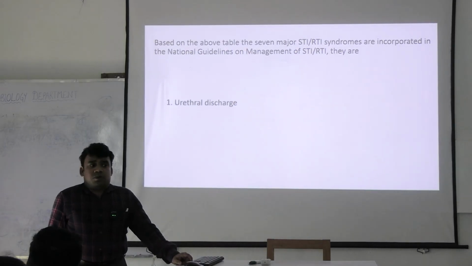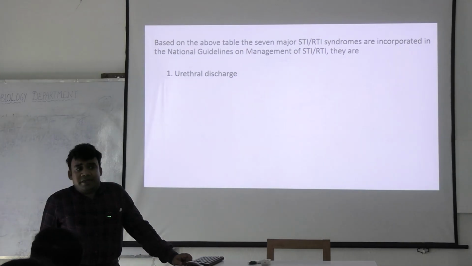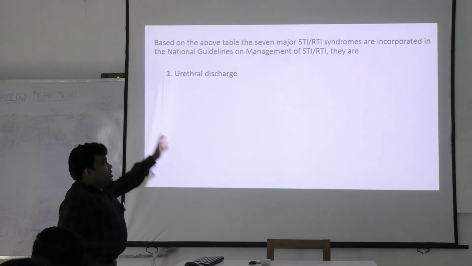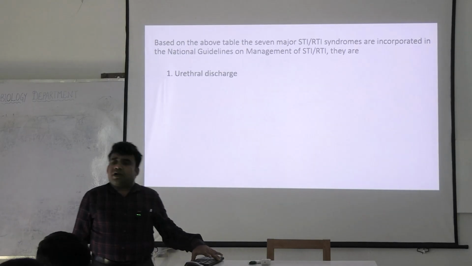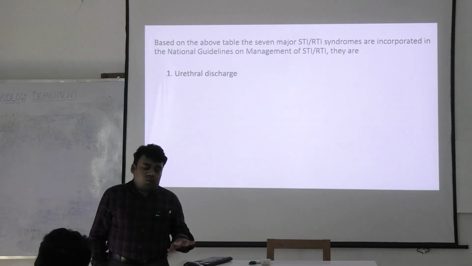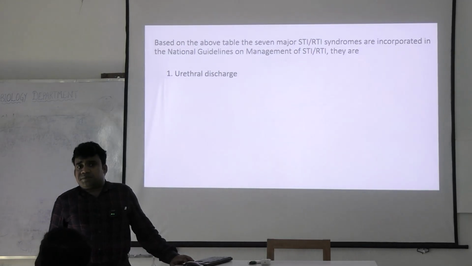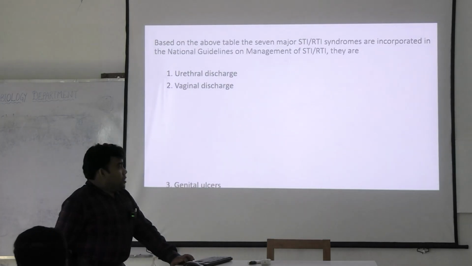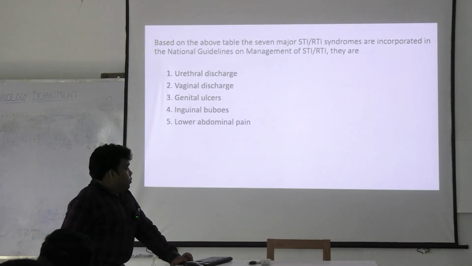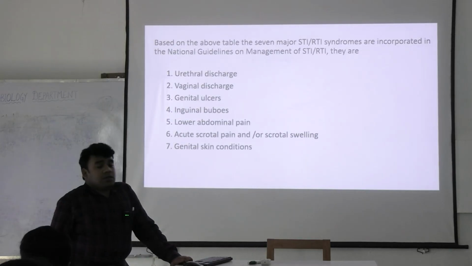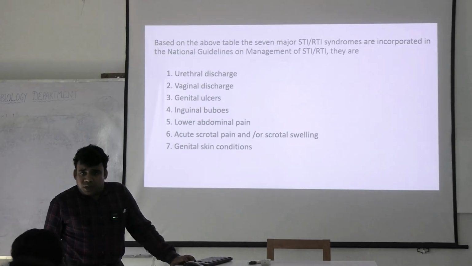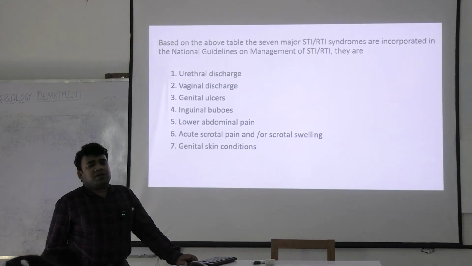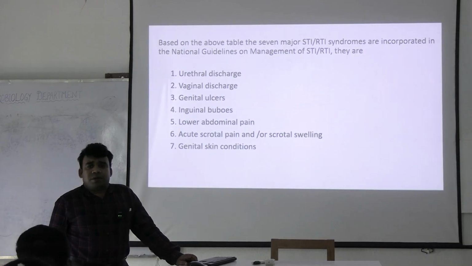Now coming back to syndromic management, in India we have a national program, the national guidelines for the management of STI or RTIs. According to this program, we have divided the various symptoms specifically. The first symptom is urethral discharge, second is vaginal discharge, third is genital ulcers, inguinal buboes, lower abdominal pain, acute pain in the scrotum or scrotal swelling in males, and genital skin conditions. These are the 7 manifestations a person, whether male or female, may present with.